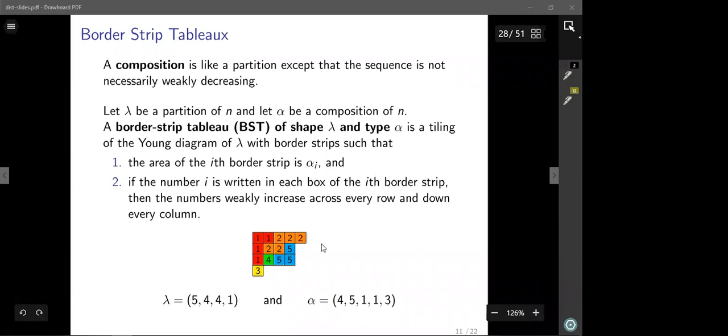Okay. So for example, if I had tried to put these 1s, that border strip, over here on the right, that would not really work, because that would mean that some of the larger numbers would be over here to the left of it, and you would violate this weakly increasing condition. So in fact, the first border strip has to contain this upper left corner in particular. Okay, so is that clear what the definition of a border strip tableau is?